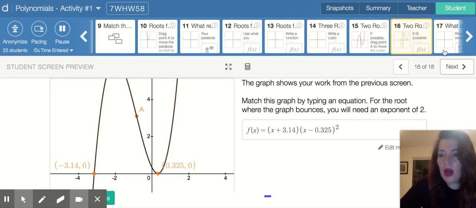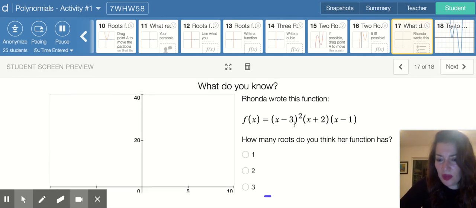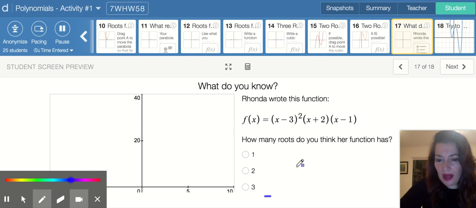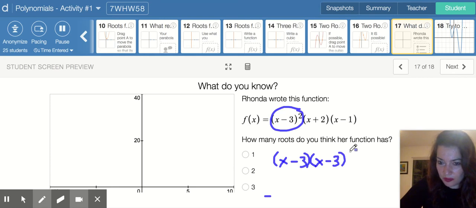So I'm going to go ahead and fix that, and you could see that now the graph goes through it properly. All right, let's go ahead and using this idea, I have x minus 3 squared, x plus 2, and x minus 1 all multiplying together. So how many roots do we have? How many do you think? This one here, even though it's degree 2, I can rewrite this as x minus 3 times another x minus 3. So we actually have a root at x equals 3, but we have the same root occurring at the same place twice. So we call that actually a double root.